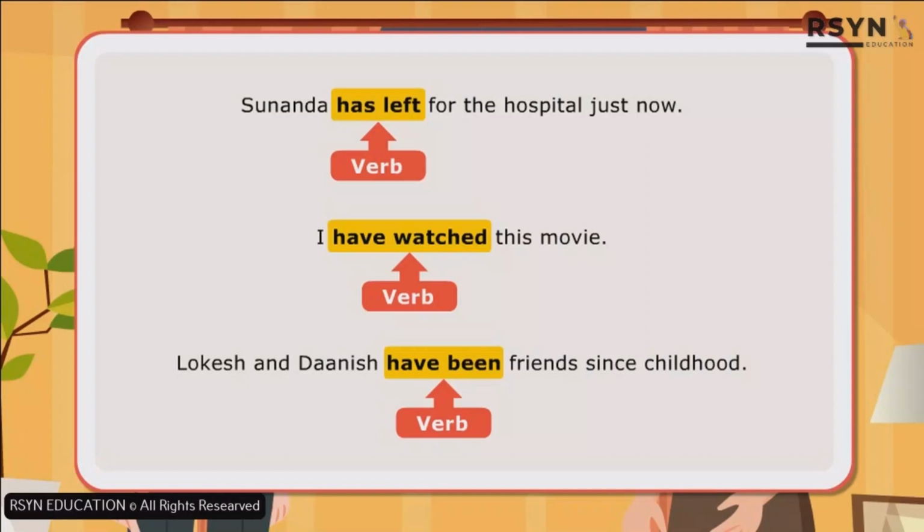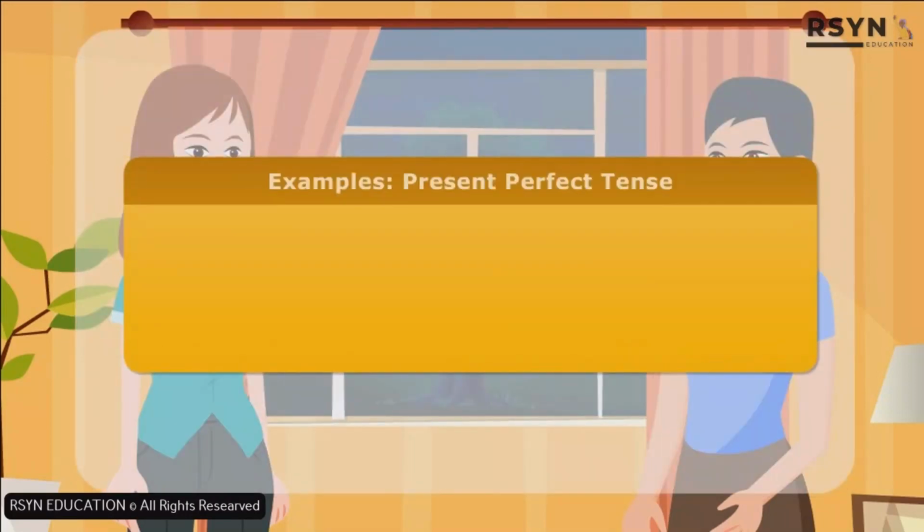Here are a few more examples of use of present perfect tense. I have finished all my work. Lavanya has made this delicious cake.